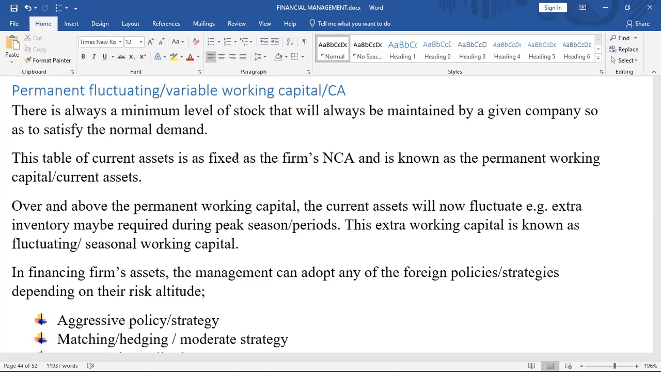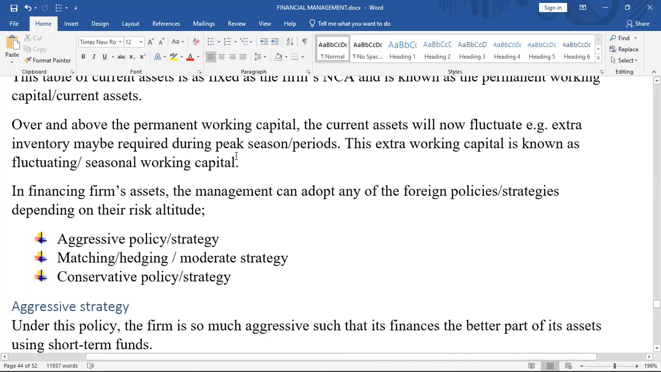Now, over and above the permanent working capital, the current assets will fluctuate. For example, extra inventory may be required during the peak seasons. In financing the firm's assets, the management can adopt any of the financing policies or strategies, depending on their risk attitude. Number one, we are discussing the aggressive policy, and we shall see how it normally looks. We normally have the hedging strategy, which we are calling the matching strategy, the moderate strategy.